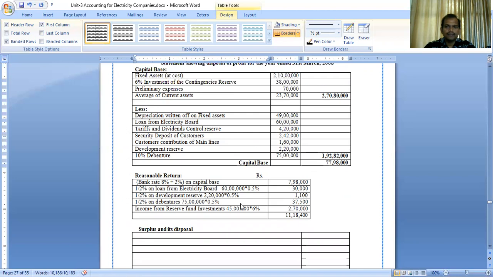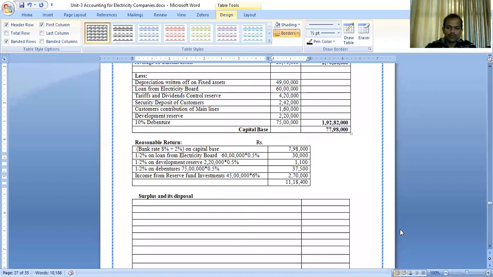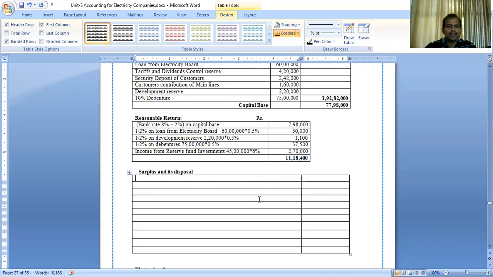And so with this reasonable return, we have to calculate the surplus amount, and then we have to dispose of the surplus. If surplus is more than the 20% of reasonable return, then we have to dispose of 20% of reasonable return. If surplus is less than the 20% of reasonable return, then we have to dispose of the surplus amount.